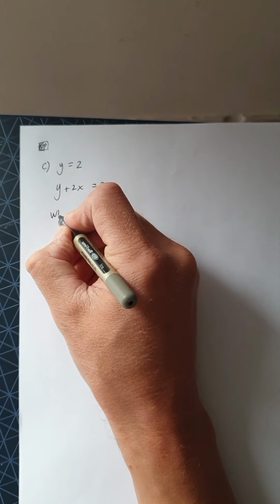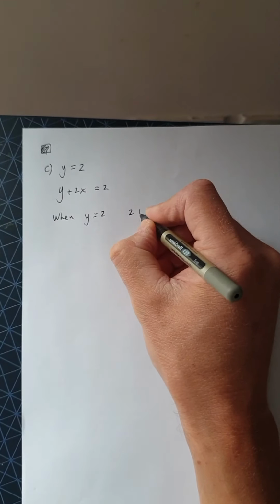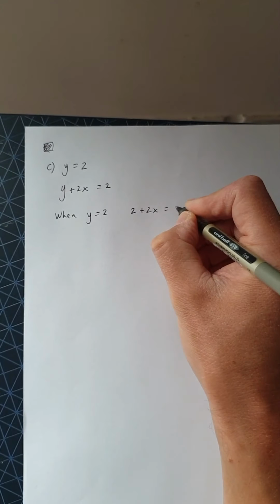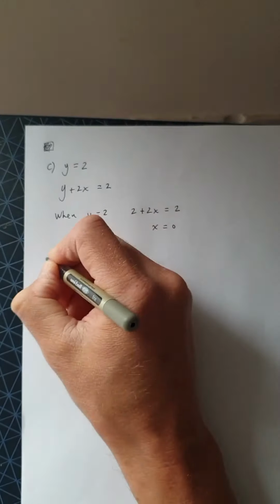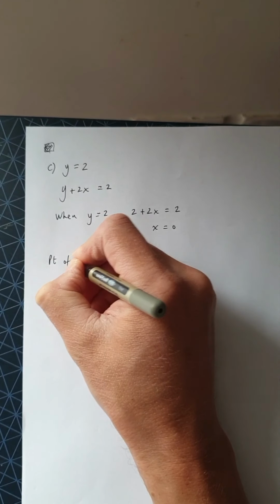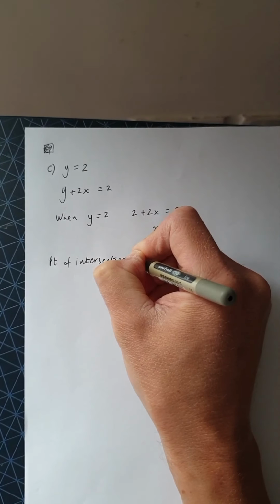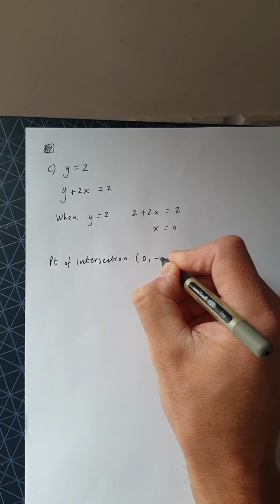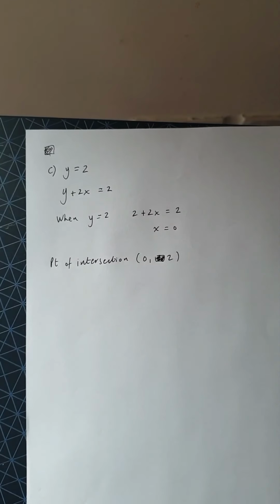So when y equals 2, we'll have 2 plus 2x equals 2. Again, just solving that, you're going to get x equals 0. So the point of intersection, nope, not negative 2. It's simply (0, 2).